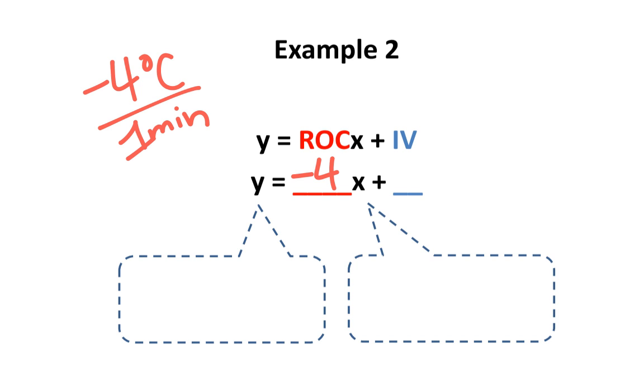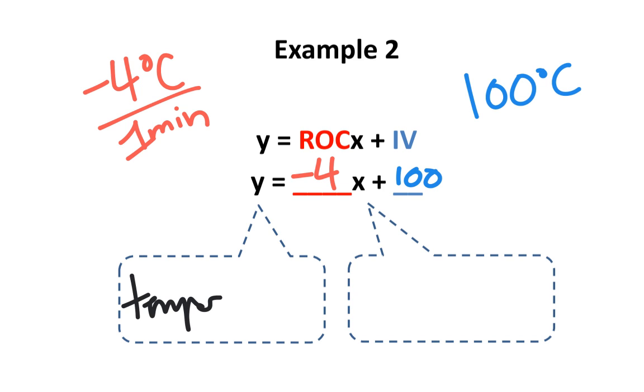We also determined the initial value to be 100 degrees Celsius, since that is the temperature when the time is 0. Therefore, I can put 100 as my initial value. Therefore, this situation can be represented with the equation y equals negative 4x plus 100, where y represents the temperature and x represents the time.